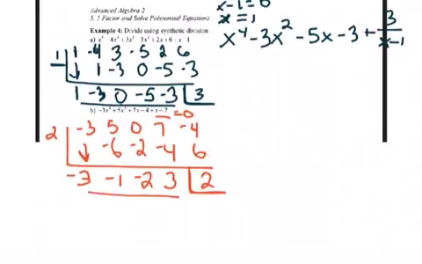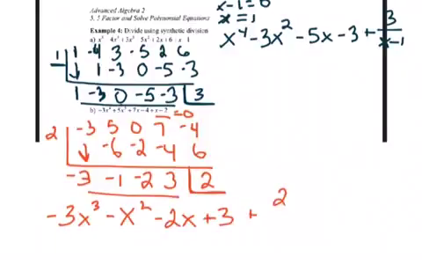These are my new coefficients. I was at x to the 4th, and I took out an x. So now I've got a 3x to the 3rd minus x squared minus 2x plus 3 plus my remainder over what I divided by.